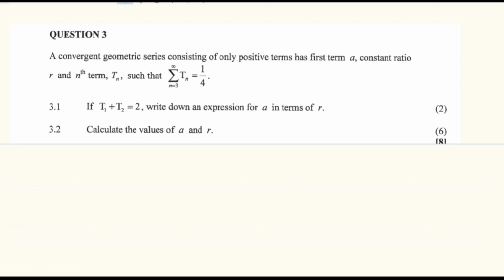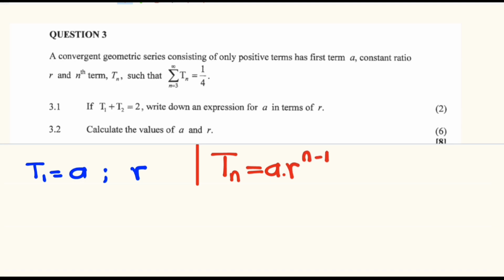Question 3.1. If term 1 plus term 2 is equal to 2, write down an expression for A in terms of R. So we are told that term number 1 is equal to A, and that the constant ratio is R. And for a geometric pattern, we have Tn is equal to A multiplied by R raised to the power n minus 1.